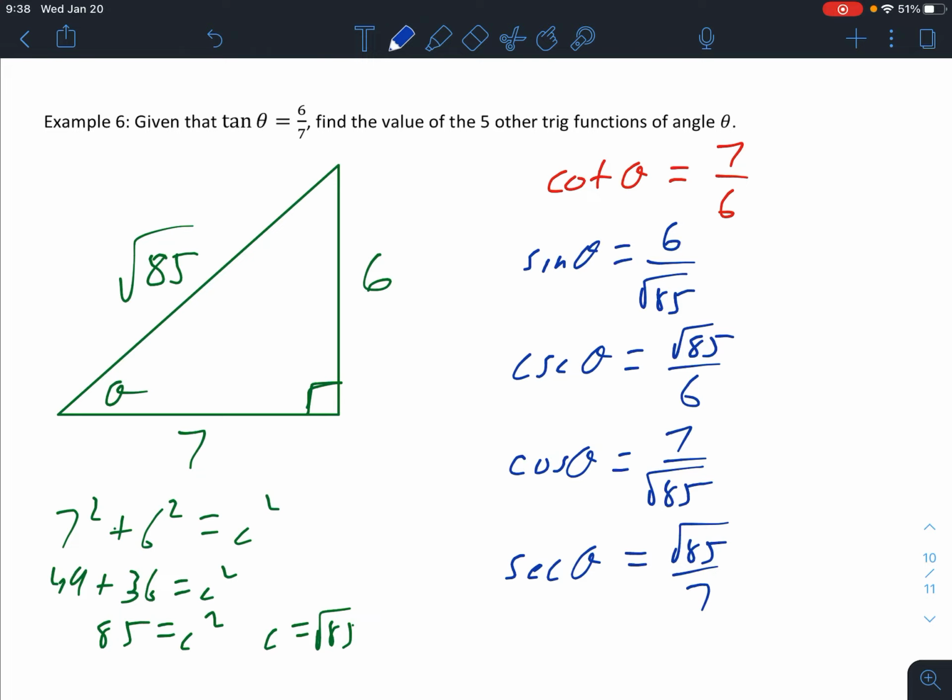Okay, that is the end of section 7.1. That is your introduction to trigonometric functions. Next time we will look at solving for missing pieces of right triangles using right triangle trigonometry.